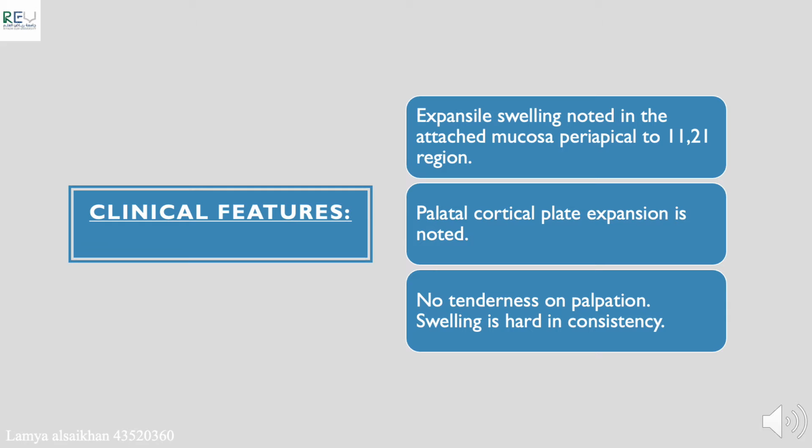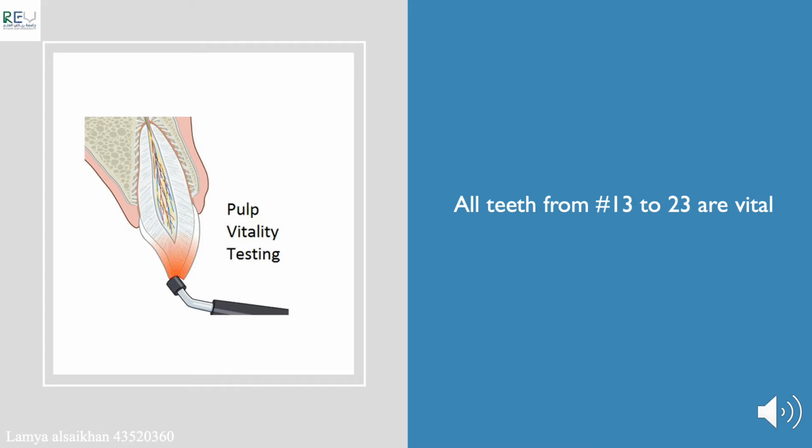The patient came complaining of painless swelling in the upper lip region of the face. Upon clinical examination, expansile swelling is noted on the attached mucosa, periapical to the 11, 21 region. Palatal cortical plate expansion is noted. No tenderness on palpation. Swelling is hard in consistency. Pulp vitality tests show that all teeth from 13 to 23 are vital.